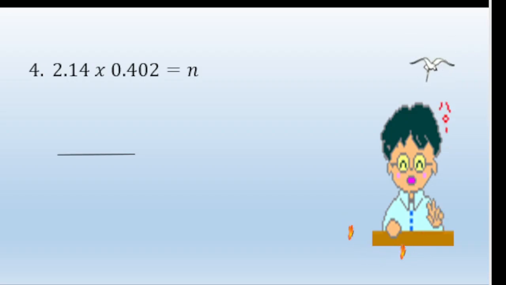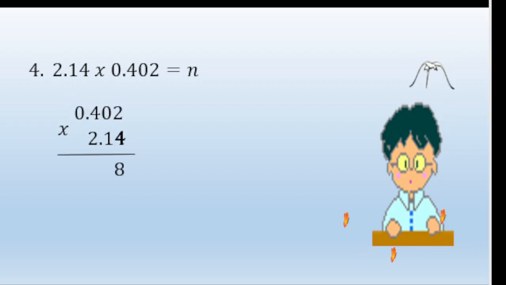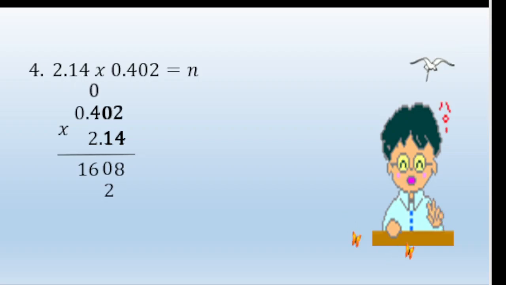So this time, with a whole number as one of the factors, you have 2.40 multiplied by 402,000. 4 times 2 is 8, and then 4 times 0 is 0, and then 4 times 4 is 16, and then 1 times 2 is 2, 1 times 0 is 0, and then 1 times 4 is 4.